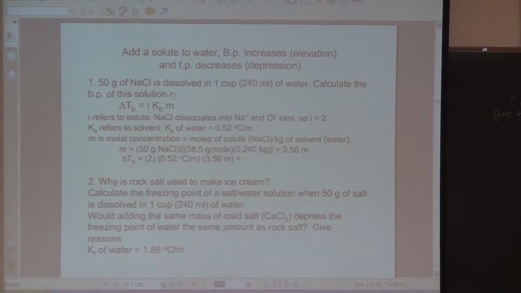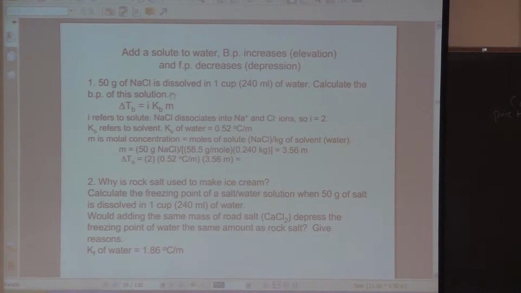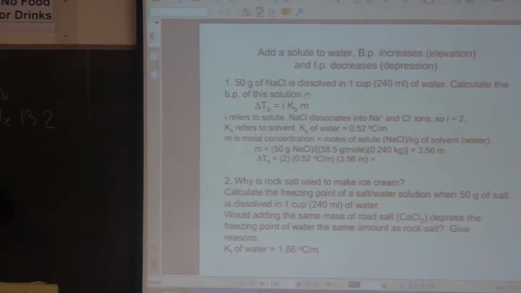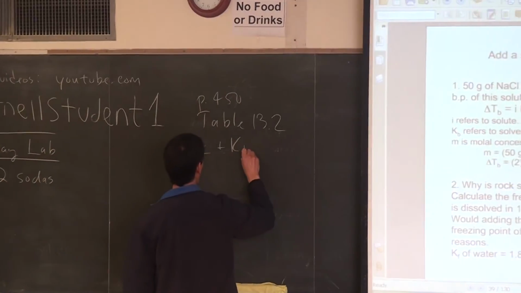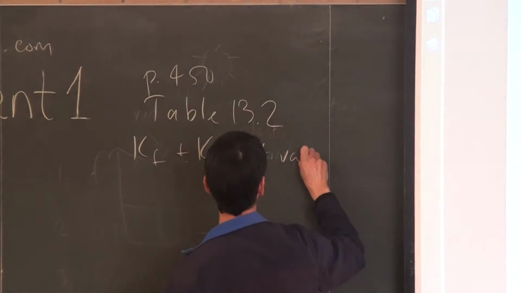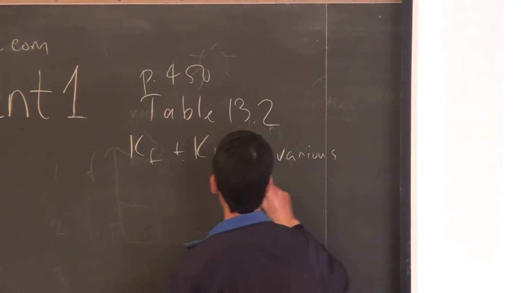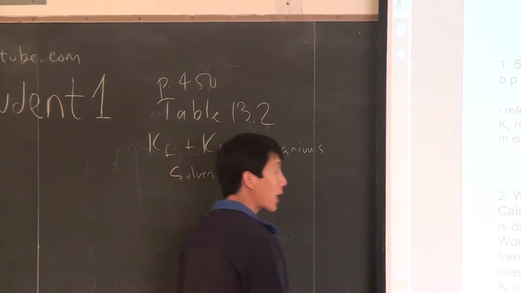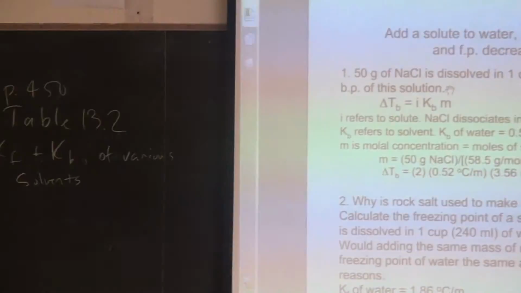Okay, so we have on page 450, table 13.2, the KF and KB for various solvents. Anyway, KB for water is 0.52 degrees per mole.